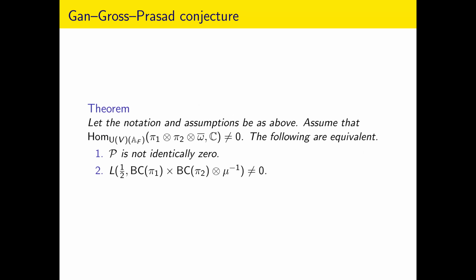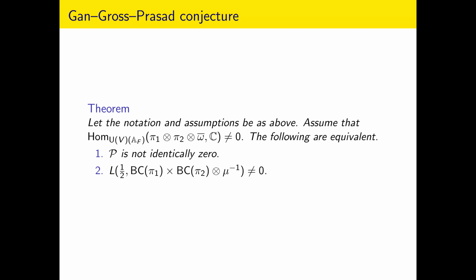So here's the theorem. This is one of the main theorems that we have proved. Let the notation and assumptions be as above. We're going to assume that the Hom space is non-vanishing. Well, that's the preliminary consideration.